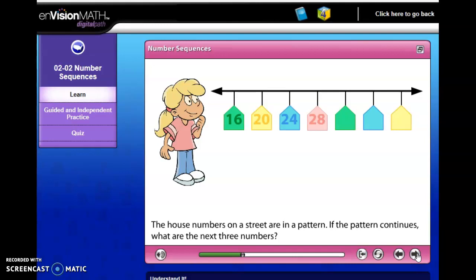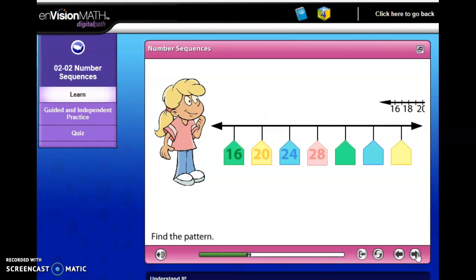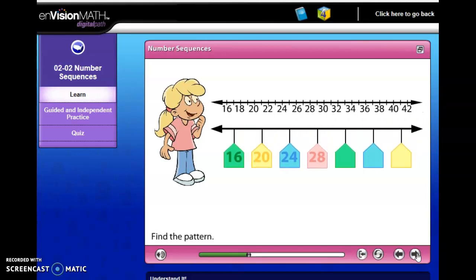Got your number? Is it that number more to get from 20 to 24? How about 24 to 28? If your pattern is still true, you're probably correct. Find the pattern. Double check your pattern.